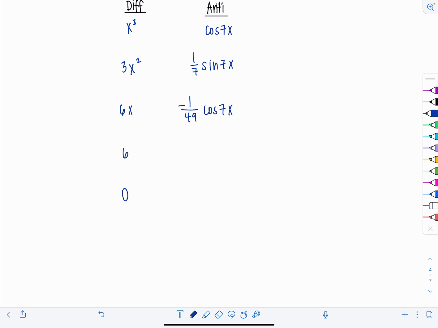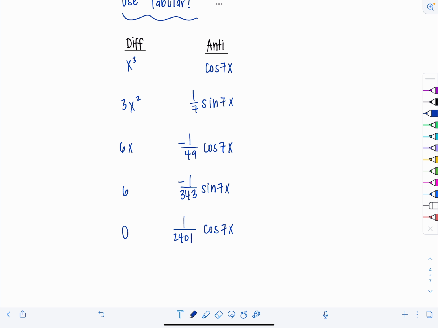So 7 times 49 is 343. It's going to stay negative sine 7x. And then one last time, 343 times 7 is going to be 2,401, and this time it's positive cosine 7x, right? You have to take the derivative of a positive cosine to end up with a negative sine. Lovely. Okay, so now that you have your columns filled in, this is what you do.